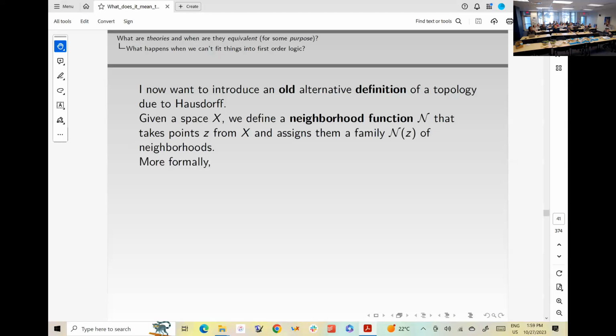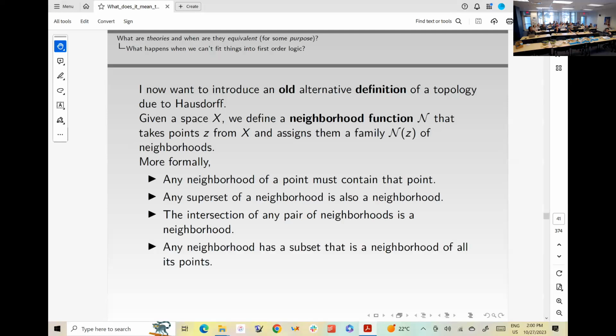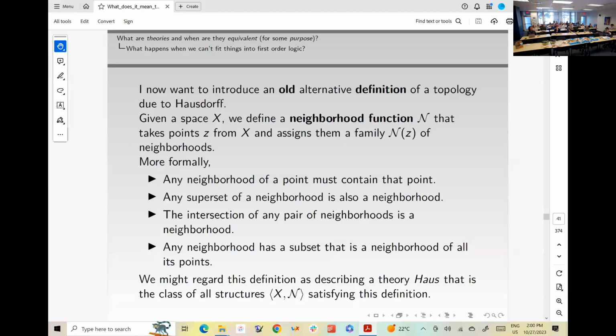Okay. And then we describe how it works as follows. Any neighborhood of a point has got to contain that point. Any superset of a neighborhood is still a neighborhood. The neighborhoods are going to be closed under finite intersections. And this is the more interesting one: any neighborhood has a subset that is a neighborhood of all its points. This is known as an open set. So this gives you the clue as to how many things relate to each other. So we might then regard this definition as describing a theory, Haus, which is the class of all of these structures, X, N, satisfying this definition.